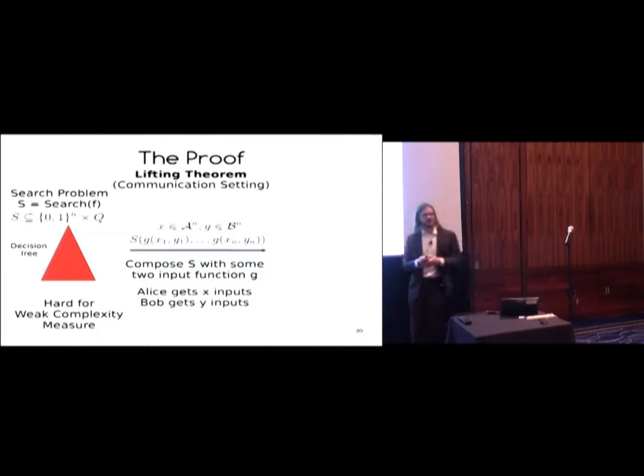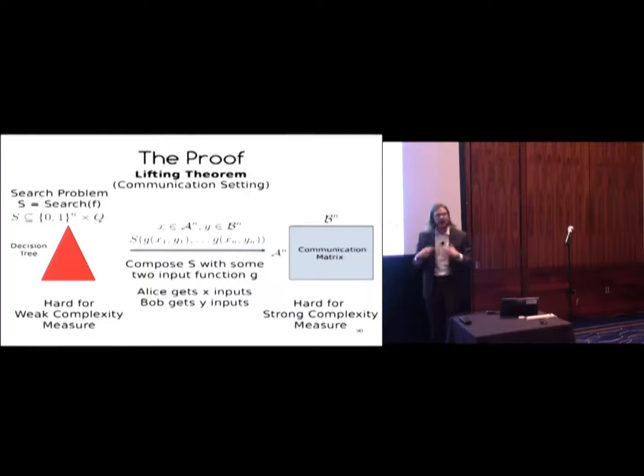So to solve this new problem, all Alice and Bob have to do is evaluate g on all of the coordinates, and then solve the search problem on the string z that gets spat out. Right? And if you choose g correctly, the resulting thing is going to be hard for the strong complexity measure. In this case, it's communication complexity. So basically, the best thing that Alice and Bob can do is evaluate each coordinate bit by bit and simulate the decision tree, kind of the intuition here.